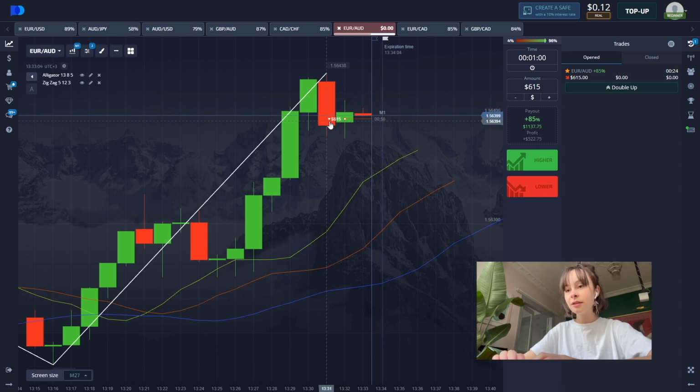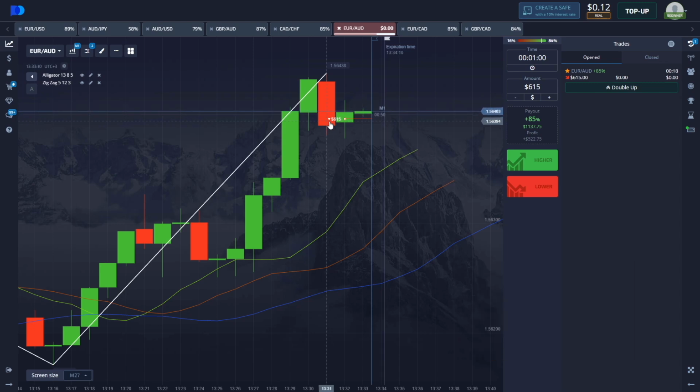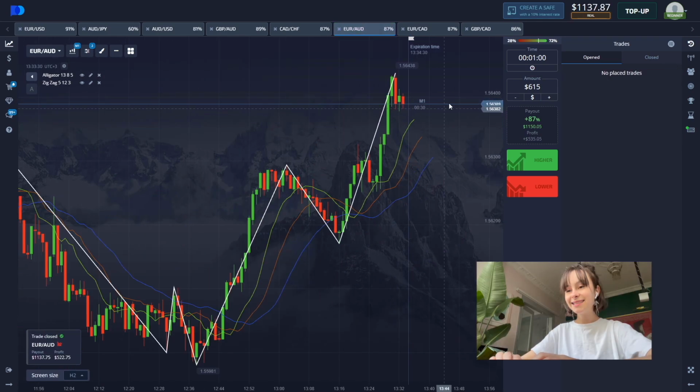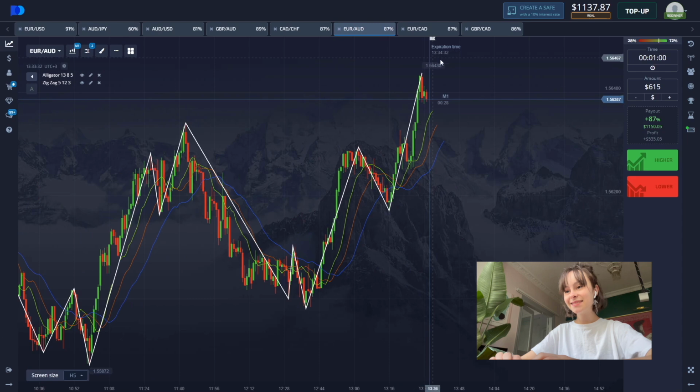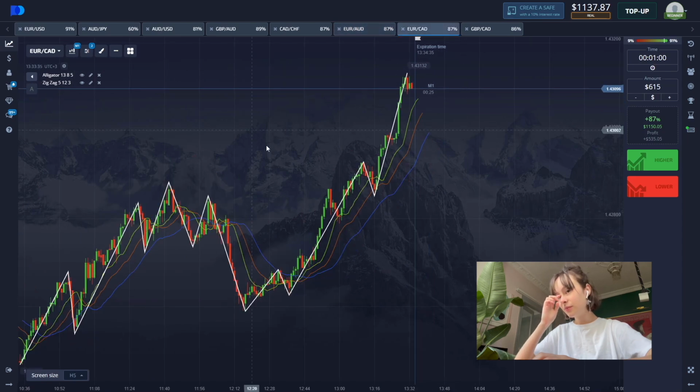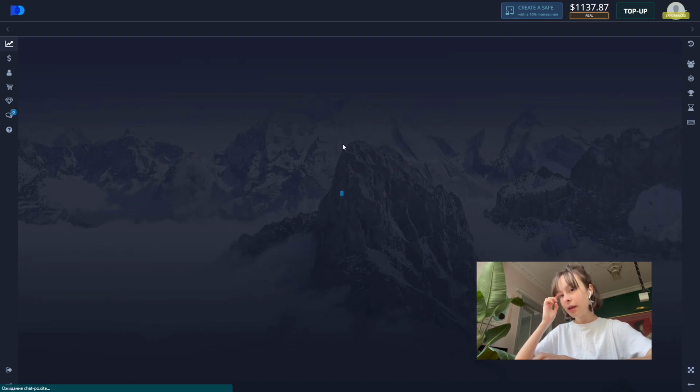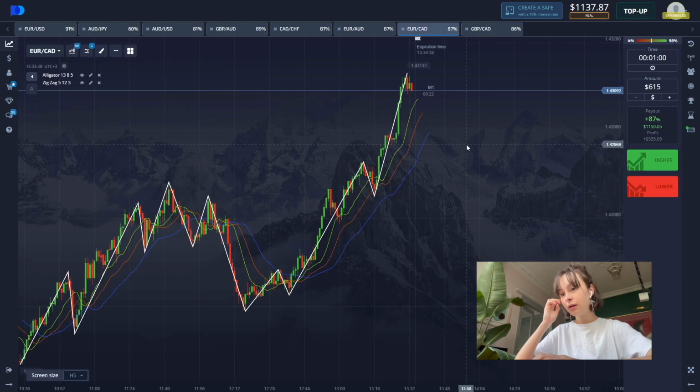A little less than 30 seconds left. Let's observe the motion. Last seconds, and the deal is closing successfully. As I've said, we needed a little bit of a pullback. We saw a pattern, and that's why we finished positively. Let's continue trading. Good market today. Let's choose another currency pair.